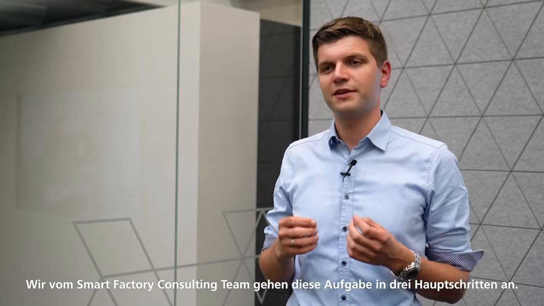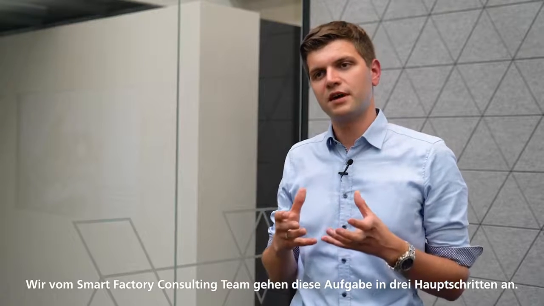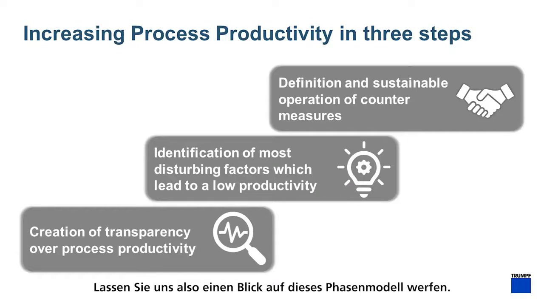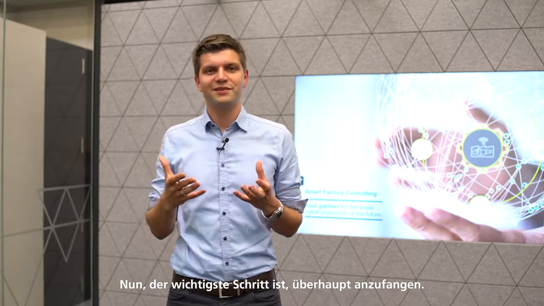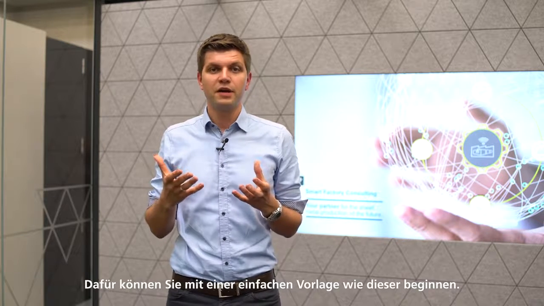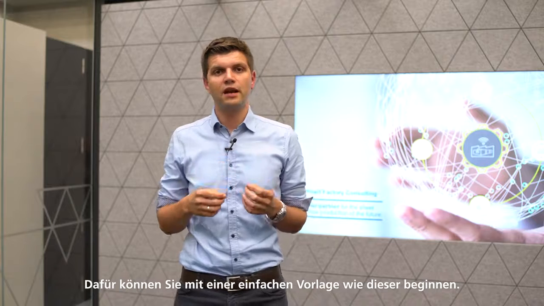We from the Smart Factory Consulting team approach this task in 3 main steps. So let's take a look at this phase model. The first step is that you create transparency over your process productivity. But how can you do so? Well, the most important step is to get started at all. Therefore, you might start with an easy template like this.